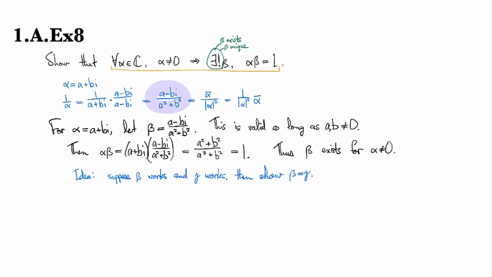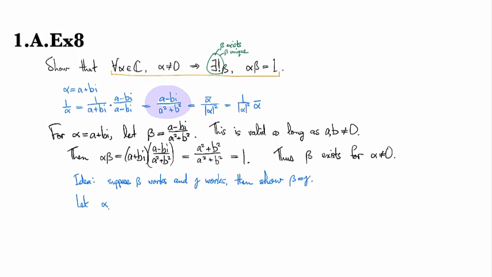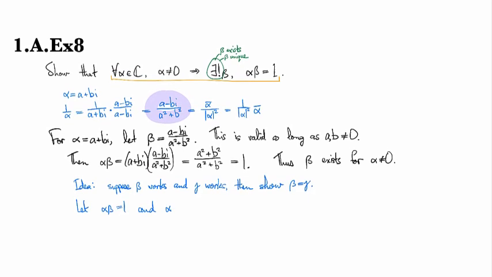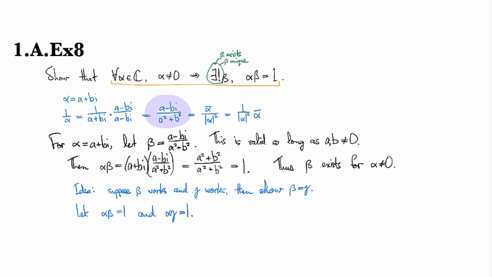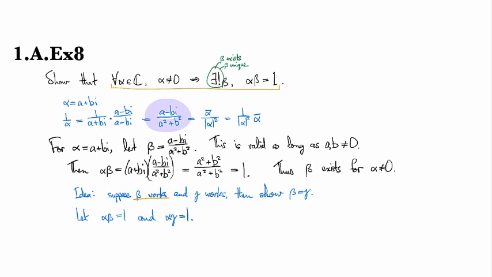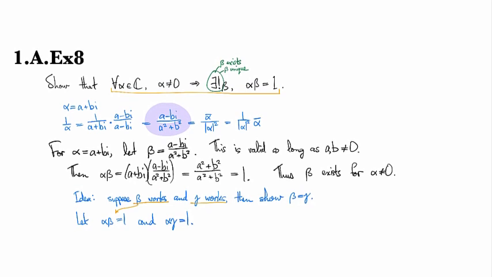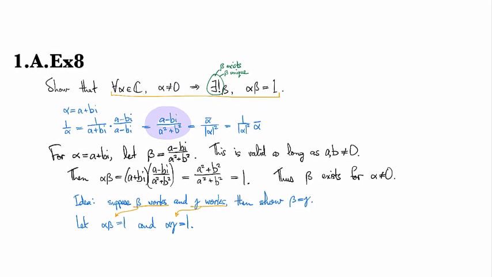Okay, so we let alpha beta equal 1 and alpha gamma equal 1. Those will be our hypotheses. And so when I said beta works, that means it's a multiplicative inverse for alpha. And when I said gamma works, that means it's a multiplicative inverse for alpha.